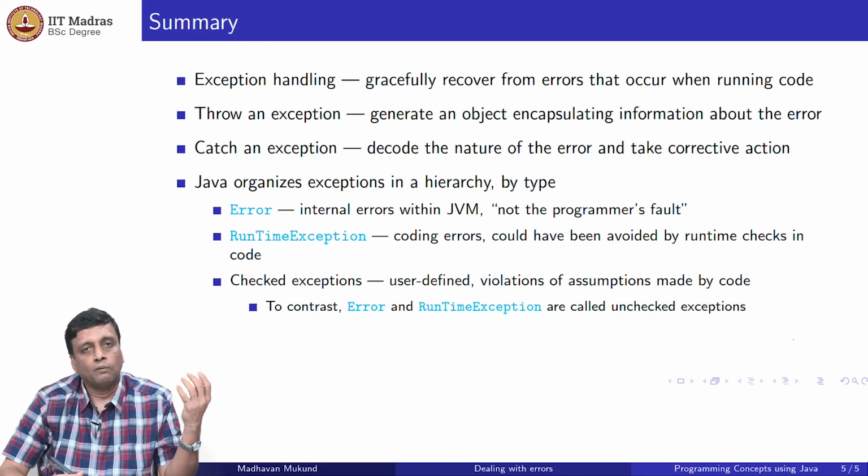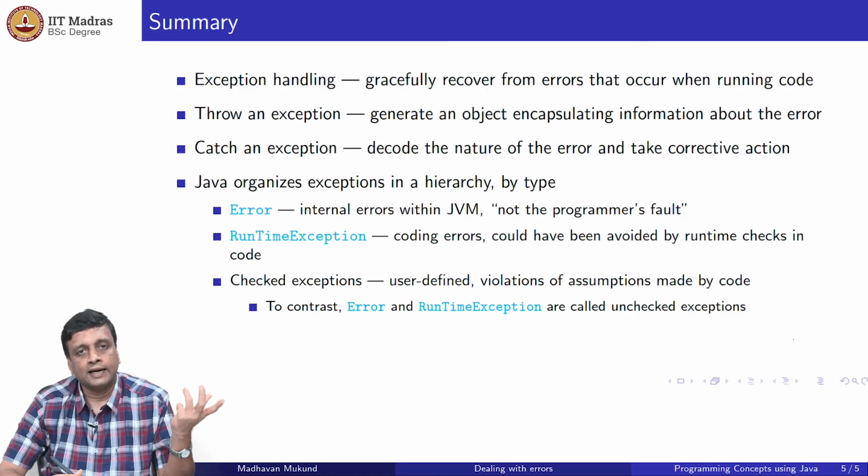So, to summarize, we are going to look at exception handling. Exception handling is the process of gracefully recovering from errors that occur when code is running, and it involves two parts. One part is that the code generates the exception, so we can call it throwing an exception. The underlying code may generate an exception because of a runtime error, but you could also generate an exception because the values that you see are not the values that you expect to see. When code recognizes that an error has happened, it can flag it by throwing an exception. The flip side is that the code that calls a function that could generate an error will be prepared to catch this exception and process it. It will decode the nature of the error and take some corrective action.